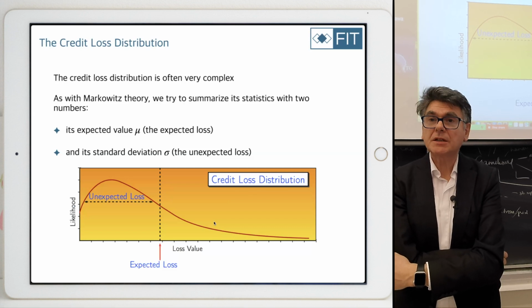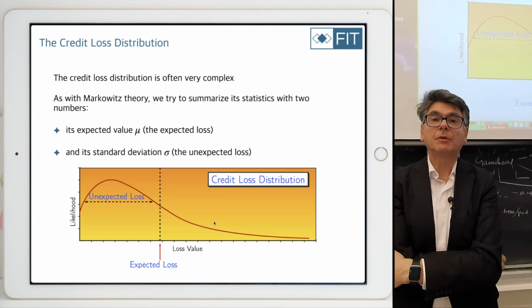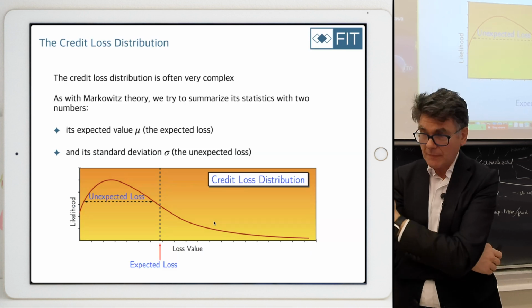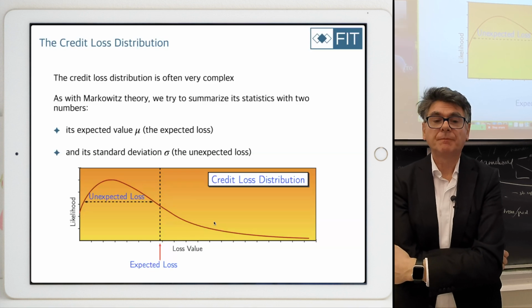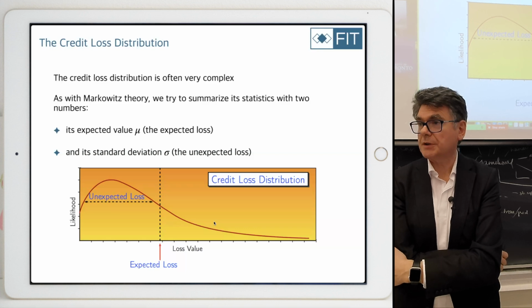Now, to understand this, we're going to follow our first approach, which is very simple. The mu is the mean, you see it there, that's the expected loss. And the standard deviation would be the variation from that mean. That's our first way to tackle this.